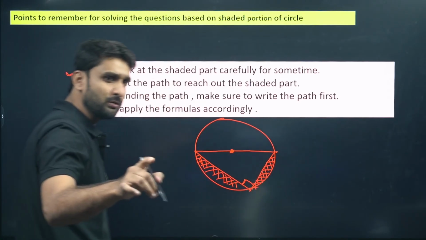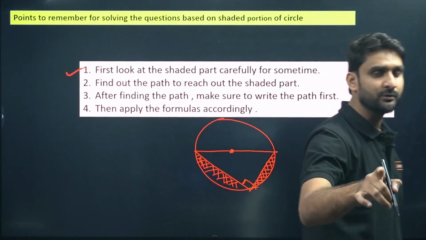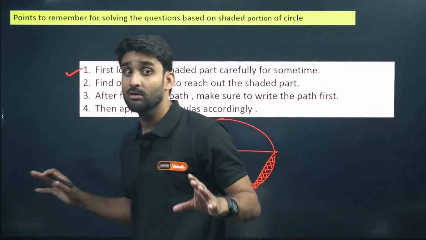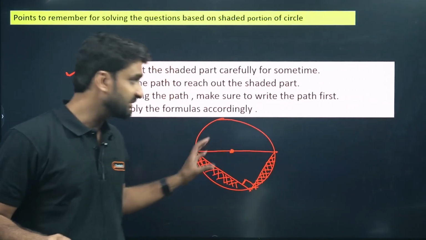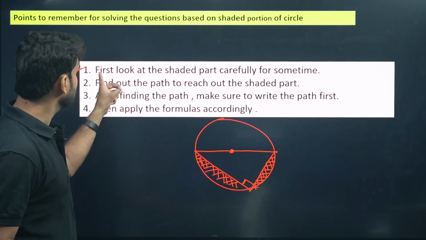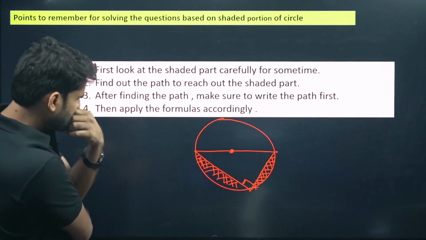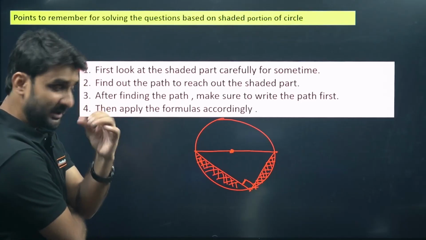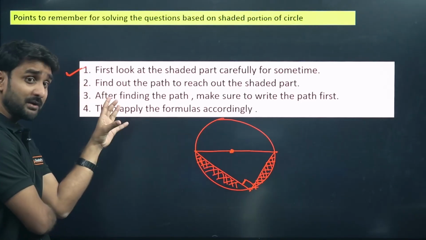So what you have to do, don't start doing the question without thinking. You have to think first. You have to observe the diagram first. So what is the first point? First look at the shaded part. Just look at the shaded part for some time. Second point, find out the path.